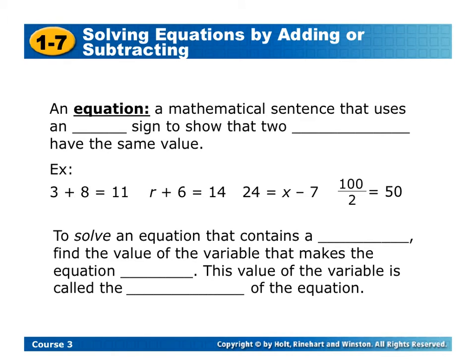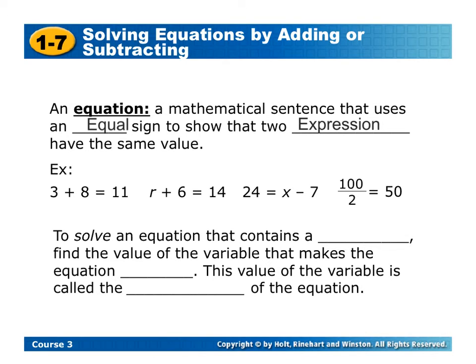Just for some clarification, because we've been talking about expressions, the difference basically between an expression and an equation is that the equation is a mathematical sentence that uses an equal sign to show that two expressions have the same value. So an expression would not have the equal sign with it, the equation does.